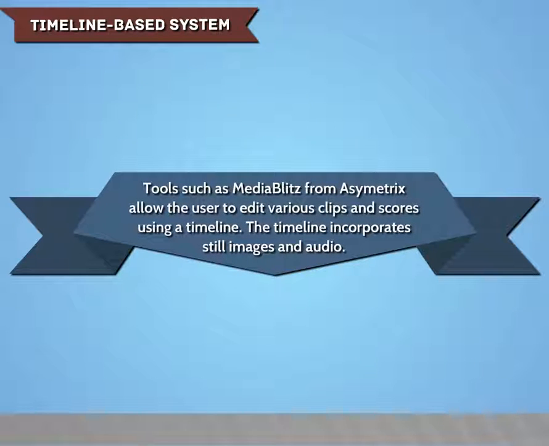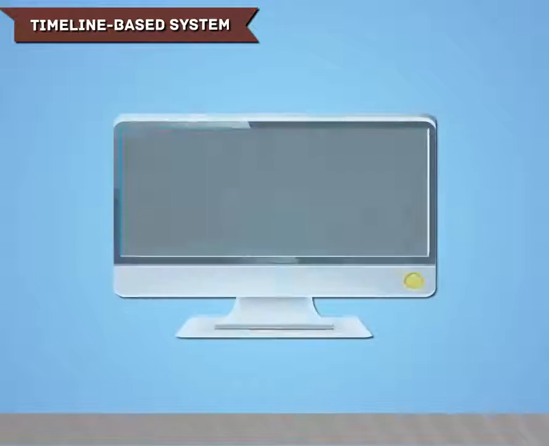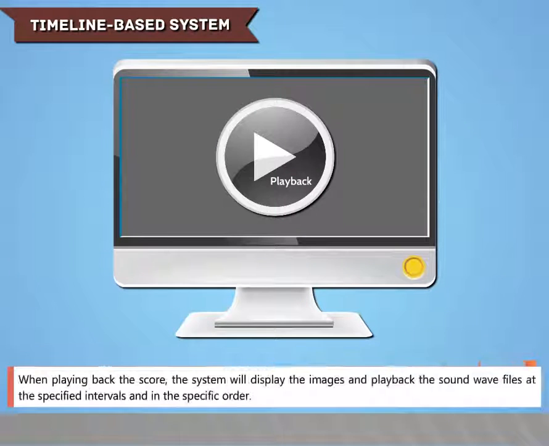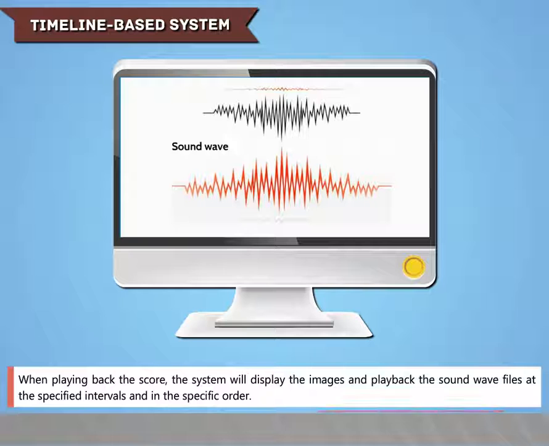2. Such as Media Blitz from Asymmetrics allow the user to edit various clips and scores using a timeline. The timeline incorporates still images and audio. 3. When playing back the score, the system will display the images and play back the sound wave files at the specified intervals and in the specific order.